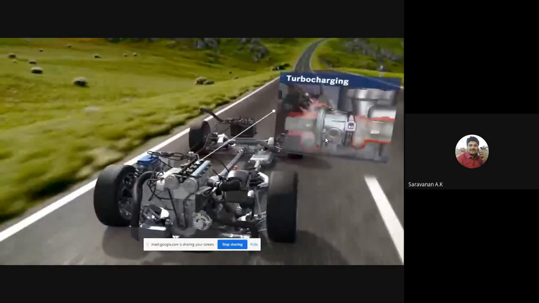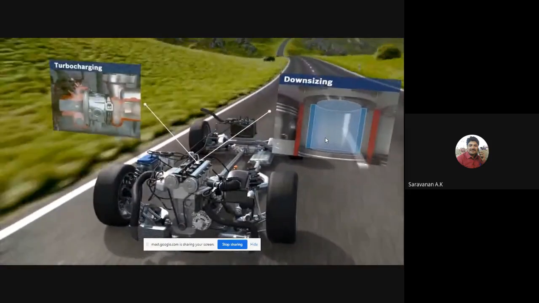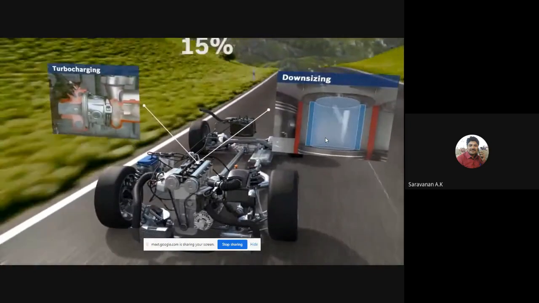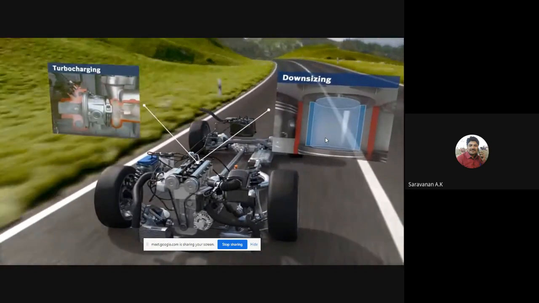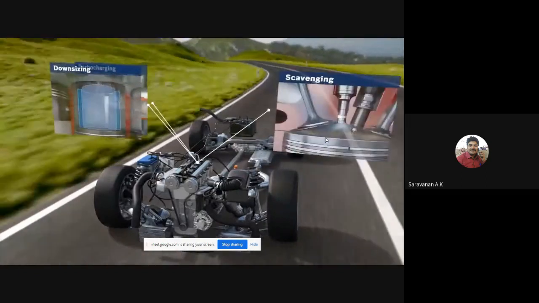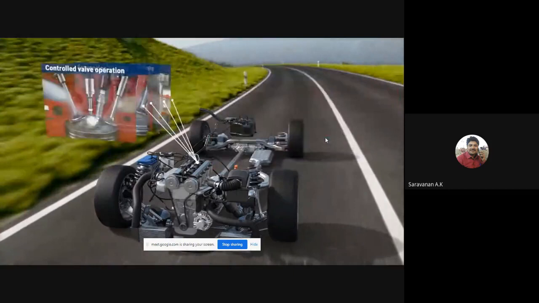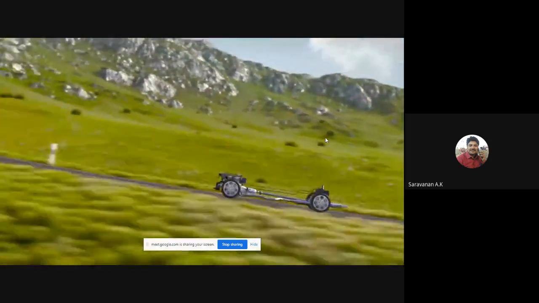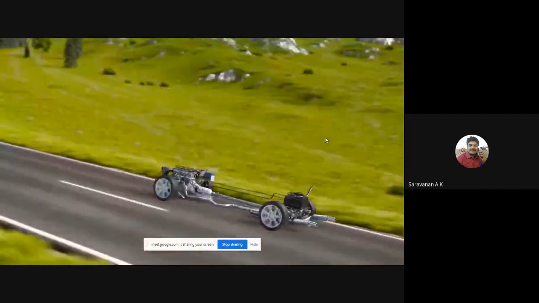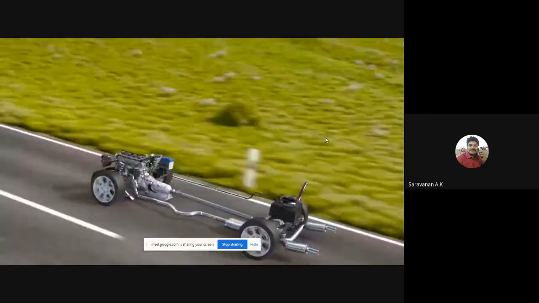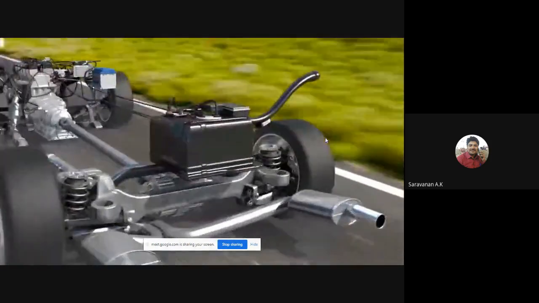In combination with turbocharging and downsizing, gasoline direct injection offers the potential of lowering fuel consumption and CO2 output by around 15%. Additional optimizations can be made with functional features such as scavenging and CVO. The Bosch offering for gasoline direct injection comprises coordinated systems technology as well as a comprehensive portfolio of individual components.